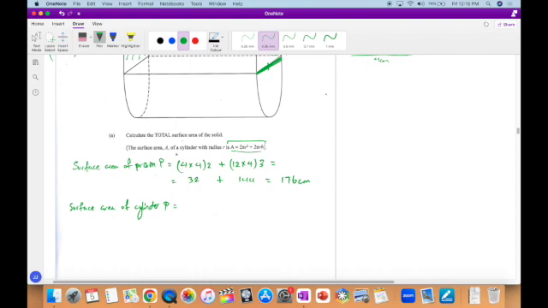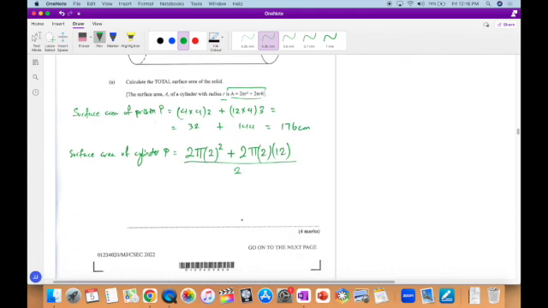So the surface area of a cylinder with radius r is 2 pi r squared, in this case 2 squared, plus 2 pi r h, which is 2 times h, which is 12. And guess what? Whatever this answer is, this is the surface area of the whole cylinder. But this is a semicircular cylinder, so we would have to divide this entire thing by 2.